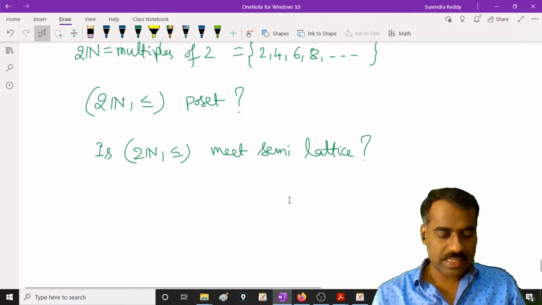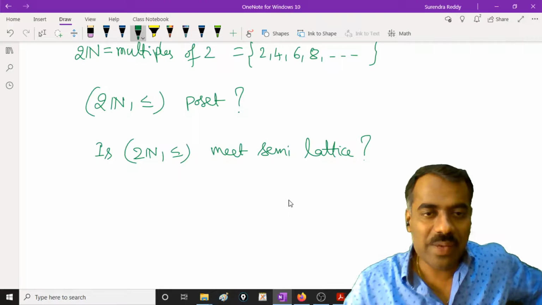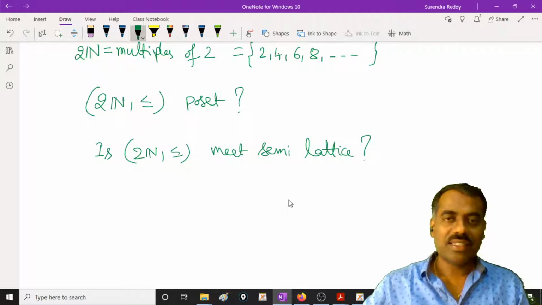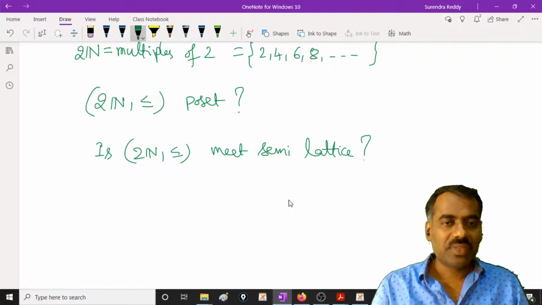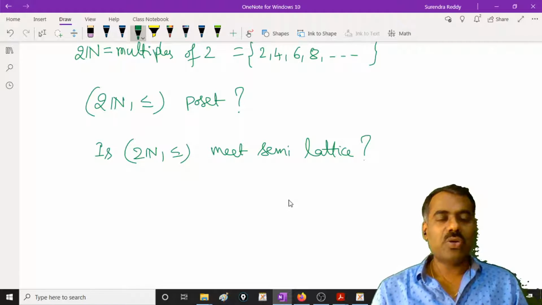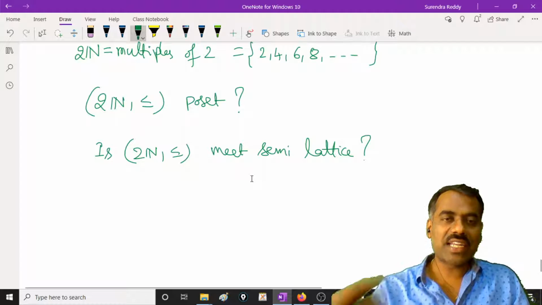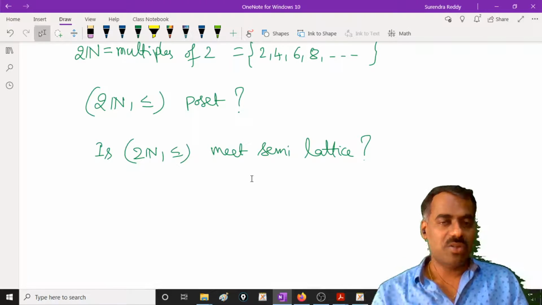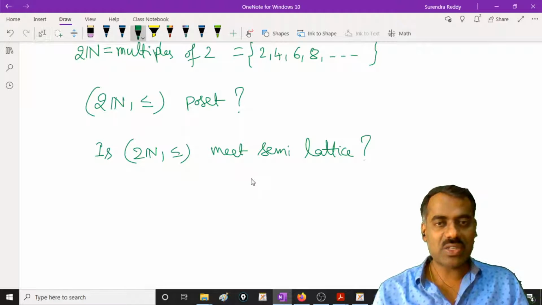What should be your guess? Because 2 is always there here, right? 2 is the smallest element in this set. So if you take any two elements, at least 2 divides those two elements or not, right? So definitely you can give a guarantee that among two elements there exists at least one lower bound. Among those lower bounds you can find the greatest lower bound.